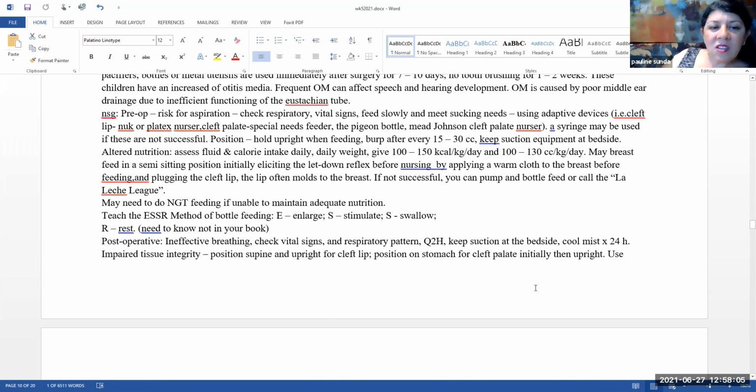So the ESSR method of bottle feeding, this is not in your textbook, but it is important to know. Basically, ESSR stands for: you want to enlarge the nipple, stimulate the child to eat, wait for them to swallow, and allow them to rest.